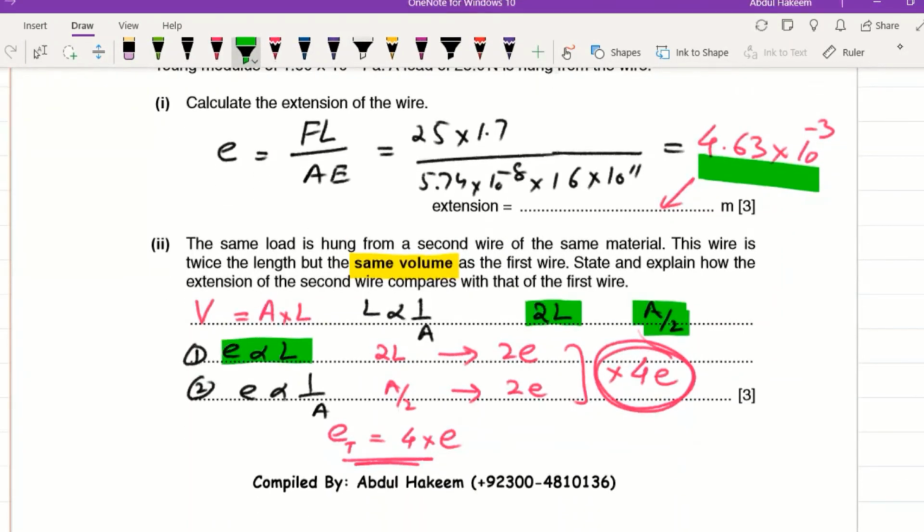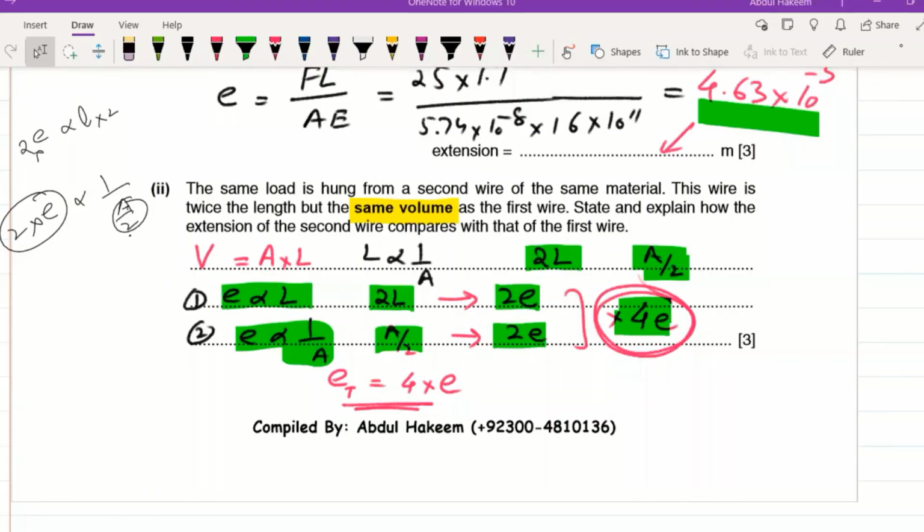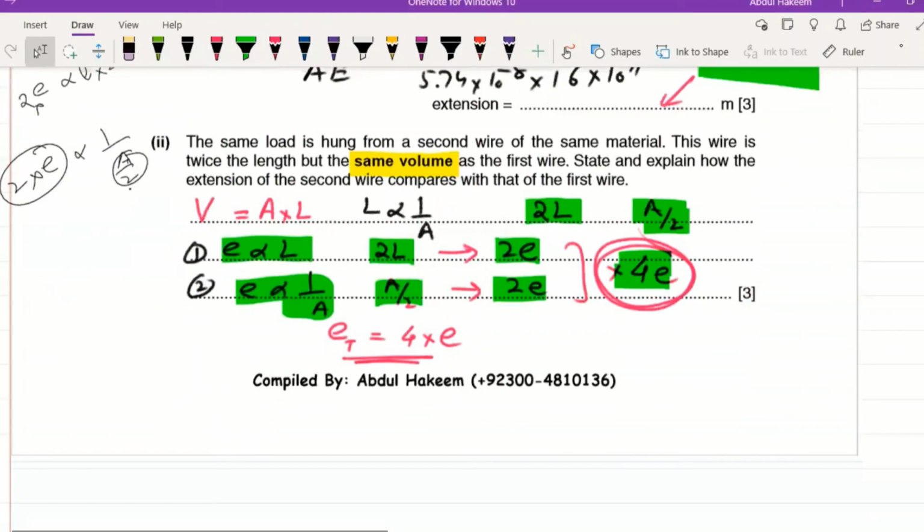Extension is directly proportional to length, and extension is inversely proportional to area. Due to double length, double extension. Due to half area, double extension. So the total extension becomes 4 times more than the previous. So it becomes 4.63 × 10 power minus 3 times 4. Length double, extension double. Area half, again double. So total becomes 4 times. Next, that's it.